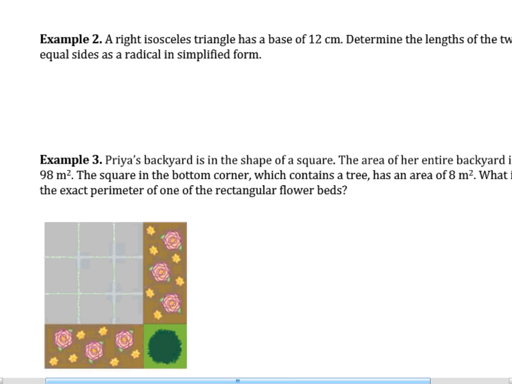I'd like you to draw a right isosceles triangle. A right isosceles triangle. Doesn't matter how it looks, what angle you put it at. That does not look like a right angle.